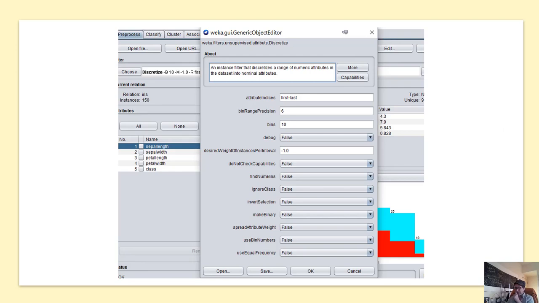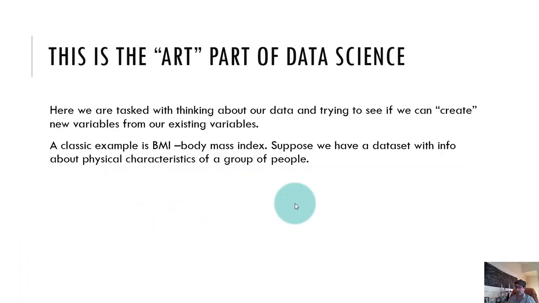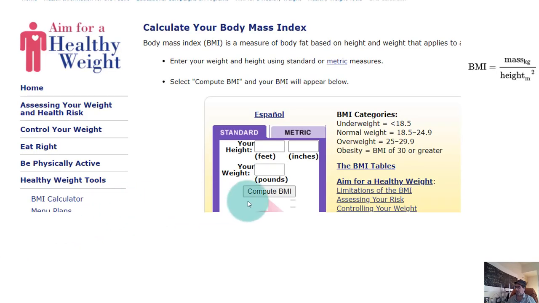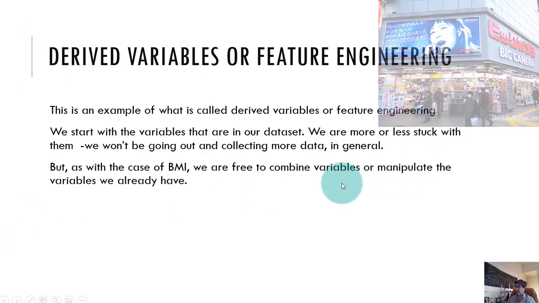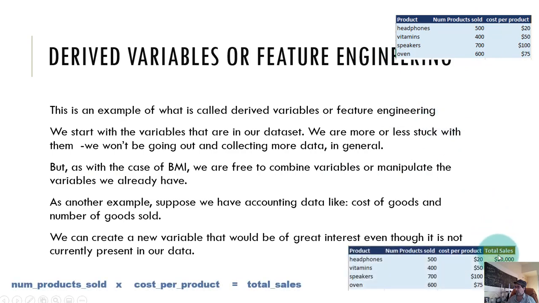And we talked about what to do about correlated input variables. We talked about this example of creating a variable called seminar appeal. We mentioned that this is a kind of art side of data science. We gave the example of doing BMI, which is mass divided by height squared. We gave a second example, which was where we took the number of products sold and the cost per product and created a new variable called total sales, which was just the product of those two.